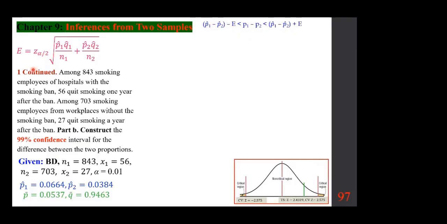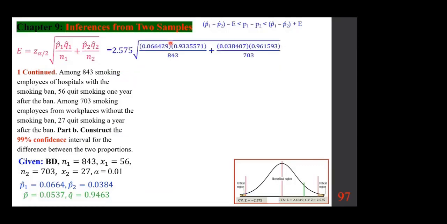So here's the formula. E is Z alpha over 2 times the square root of P1 hat Q1 hat over N1 plus P2 hat Q2 hat over N2. If you recall, we used P bar and Q bar when we calculated the test statistic, the formula from the previous page. And that's why sometimes the result may be slightly different. Otherwise, they would be identical. So you plug in, you do the calculation, and this number comes from the Z value that you got for the critical value of the previous page.